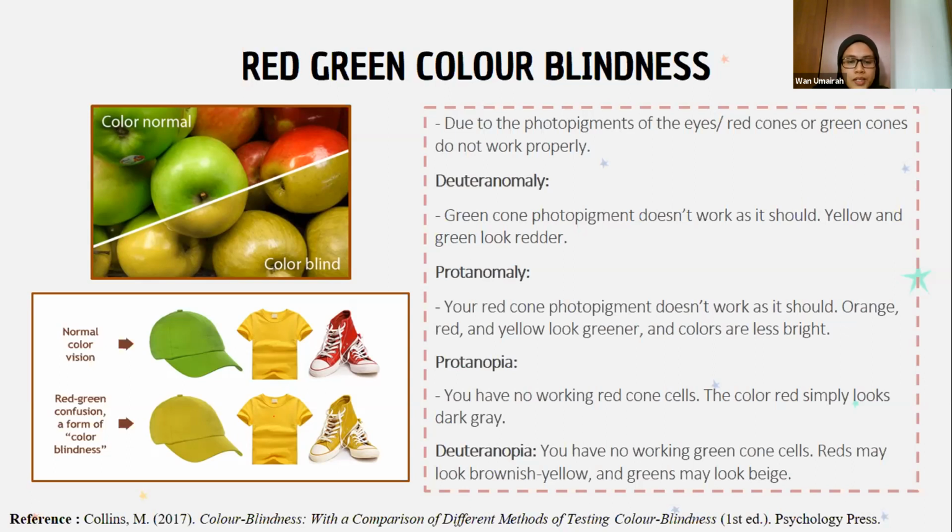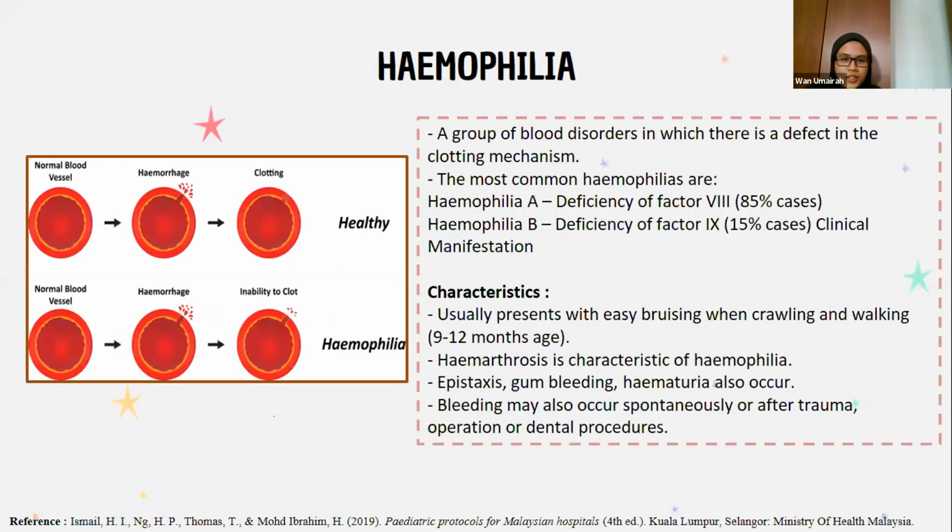The second, protanomaly, is where the red cone photopigment doesn't work as it should, so orange, red, and yellow look greener and colors are less bright. For protanopia, you have no working red cone cells, so the red color will look dark gray. And lastly, deuteranopia, where you have no working green cone cells, so the reds may look brownish yellow and greens may look beige. Then we go to hemophilia.